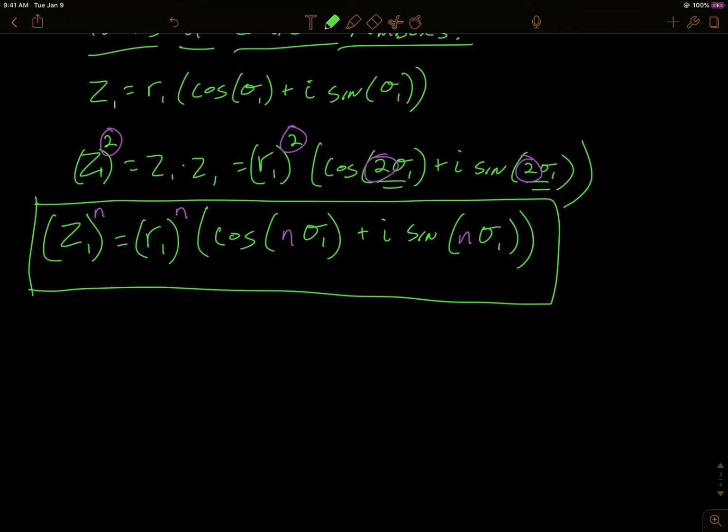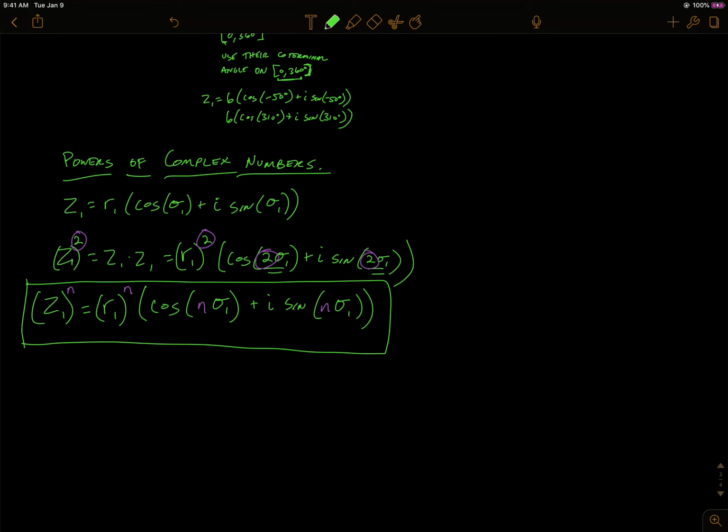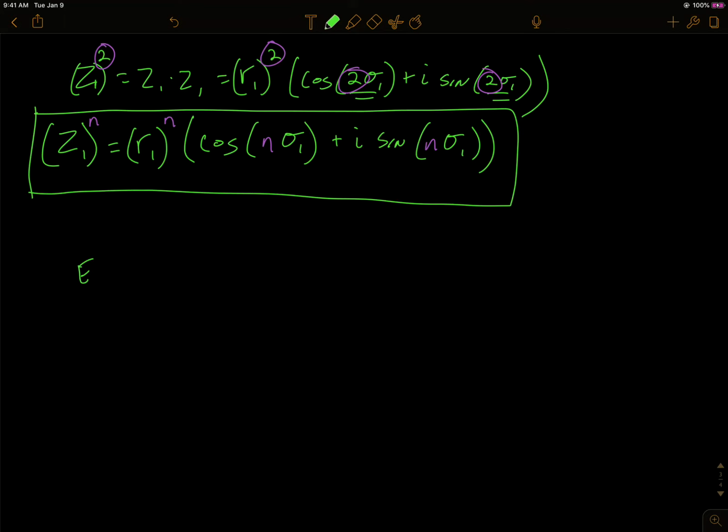And this is where it becomes far superior to rectangular form. This is why we're going through all this. And this has a name, by the way, named after the person that developed it, so we'll talk about that in class. So let's look at an example. Example 3 would be doing root 3 plus i to the 10th.